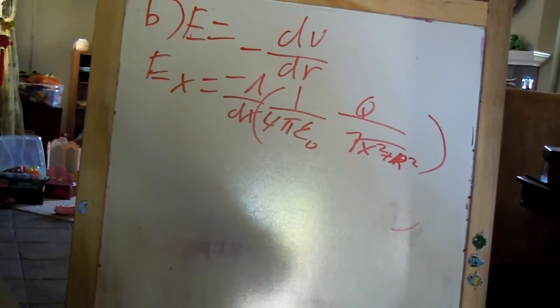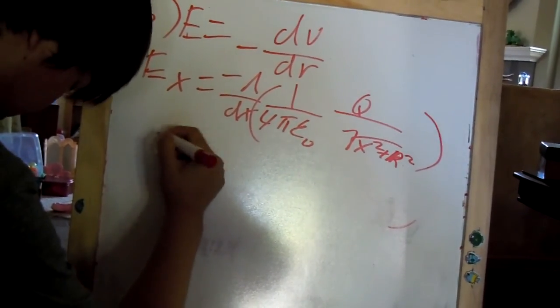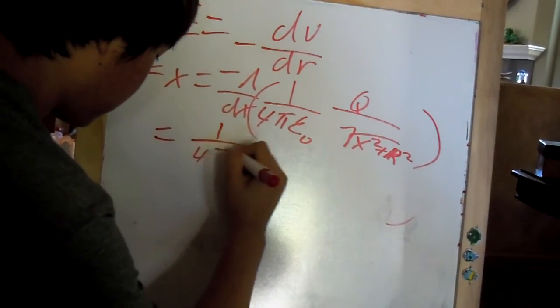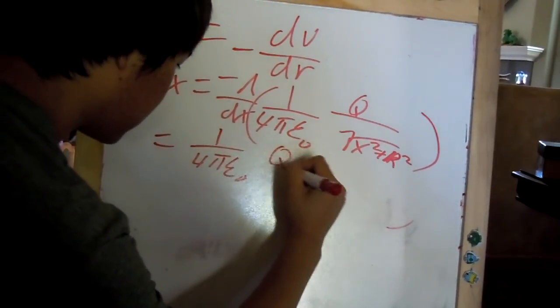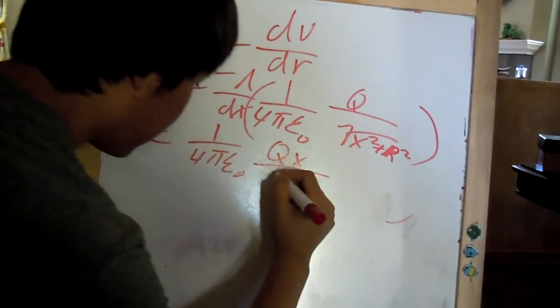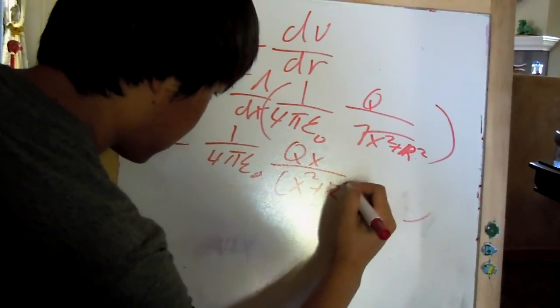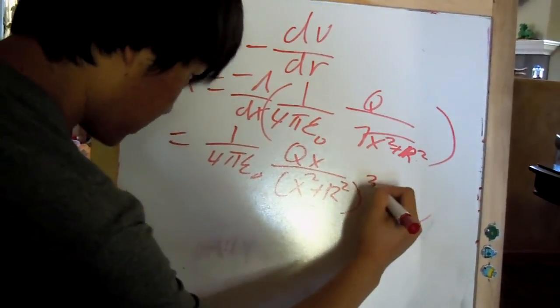And then you just differentiate, so you would get 1 over 4 pi epsilon naught, which stays out because it's a constant. And then you would get qx over x squared plus r squared to the 3 halves.